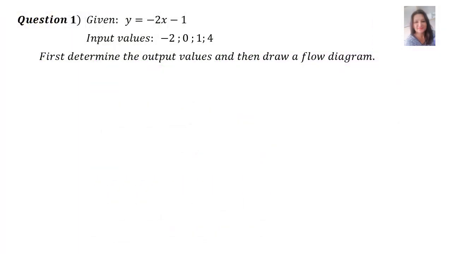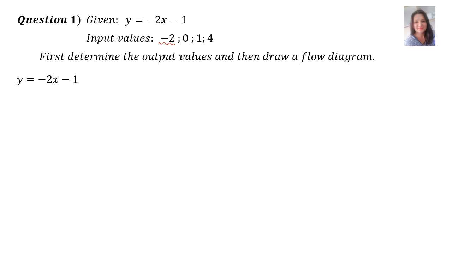Question 1. Given the equation y is equal to -2x - 1 and then there's input values -2, 0, 1 and 4. And then the question says, first determine the output values and then draw a flow diagram. So what we have to do here is we have the formula, the equation, y is equal to -2x - 1. And then the first input value is -2.